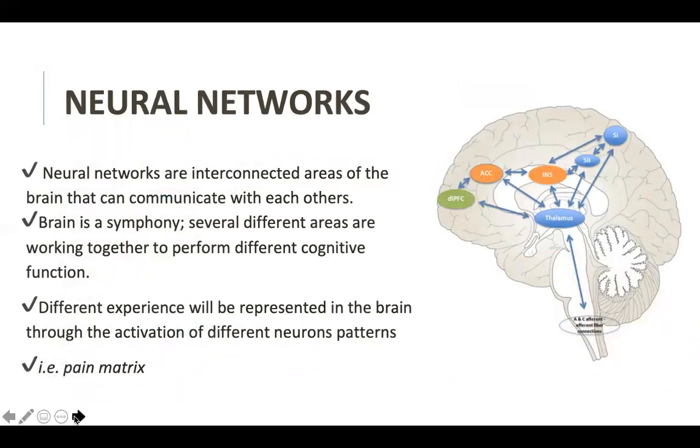We're discussing neural networks, which are interconnected areas of the brain that can communicate with each other, right? The idea of a neural network is a logical extension of the idea of distributed processing, because it makes sense that if many areas are involved in a particular type of cognition, they might be connected. They're talking to each other, they have communication, right?